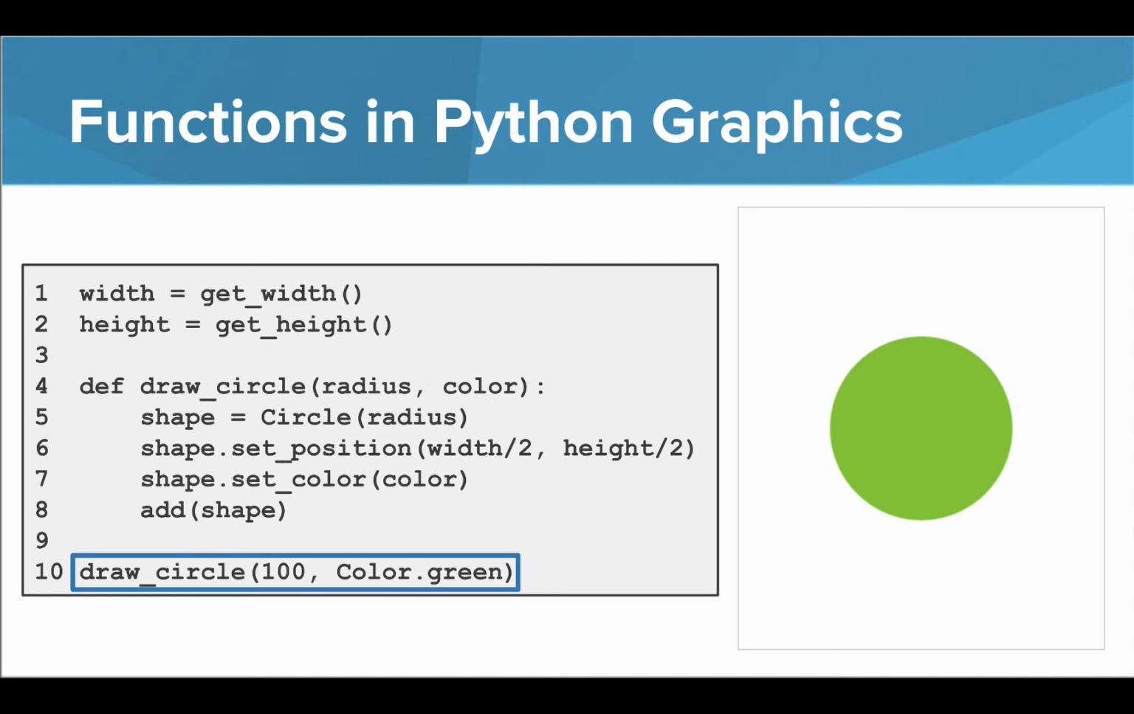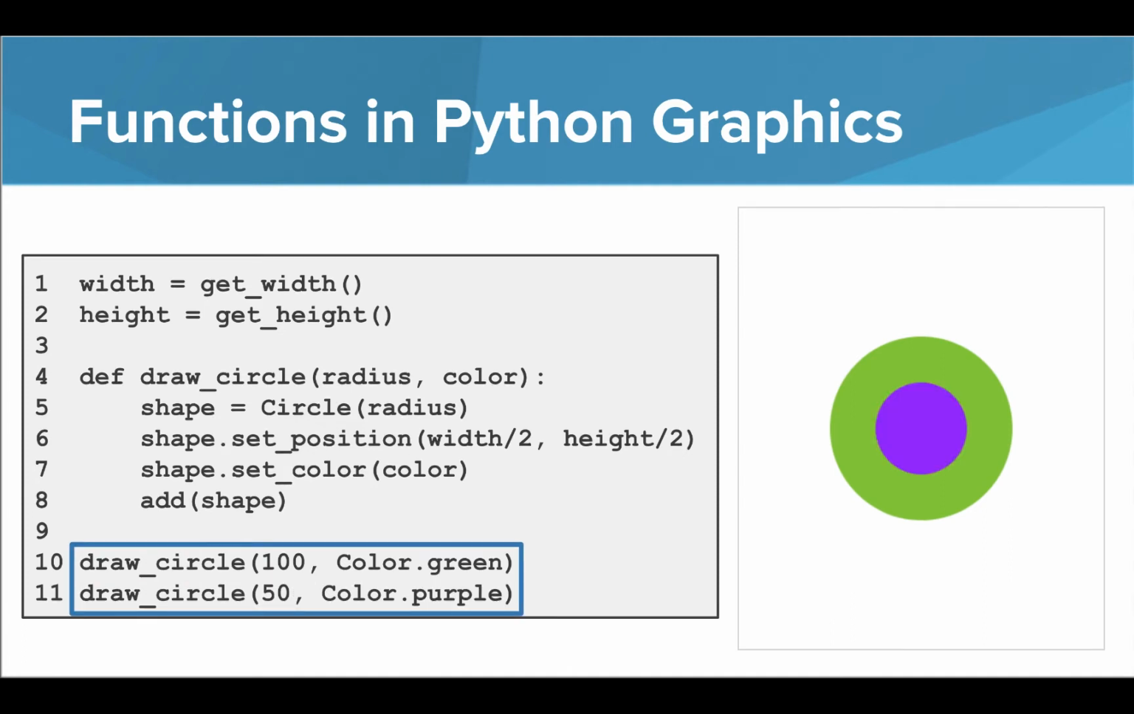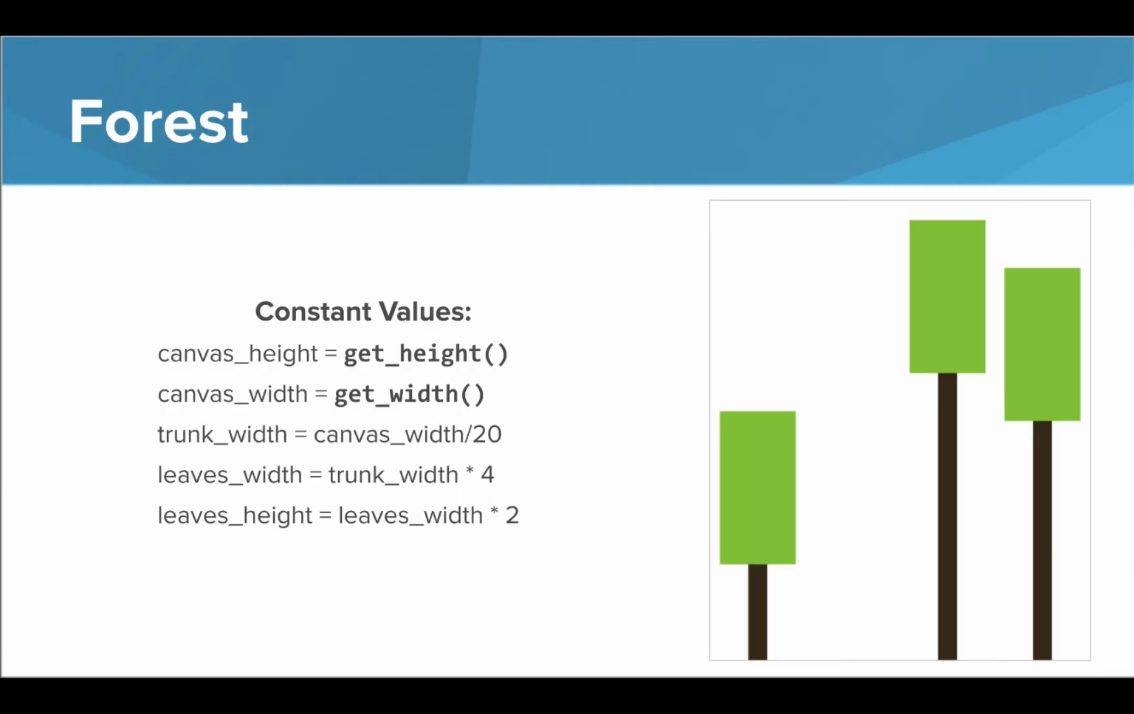To call our function, we simply write the function name and enter needed parameters inside parentheses. We can call our functions as many times as we'd like to add multiple shapes to our canvas. Let's take a look at an example to see this in action.